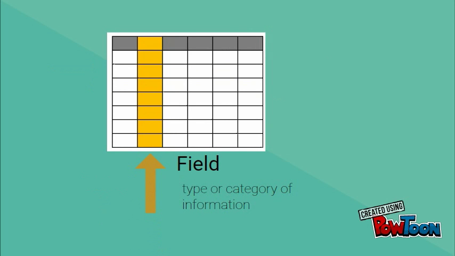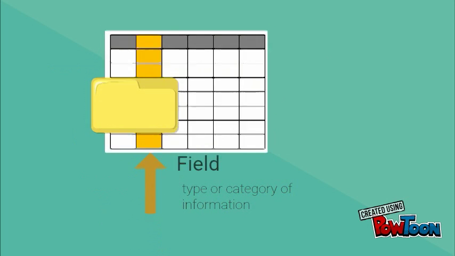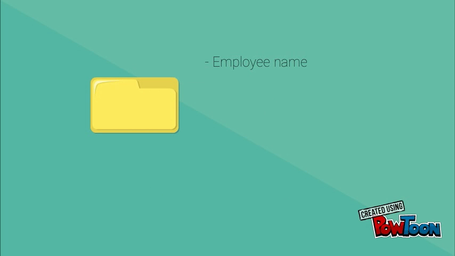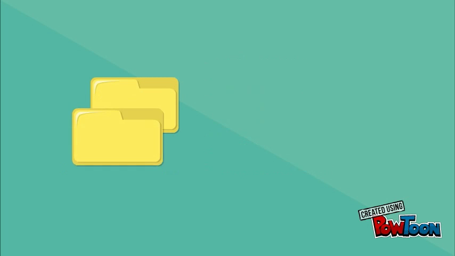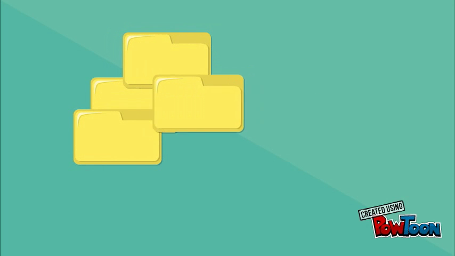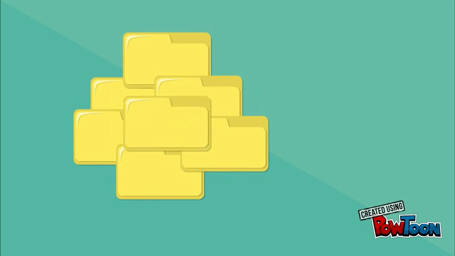For instance, in a personnel record, you would keep all the information about an individual person, their name, their date of birth, their employee number, where they work, and so on. Each person would have their own record, but every record would have a field about their name, a field about their date of birth, etc.